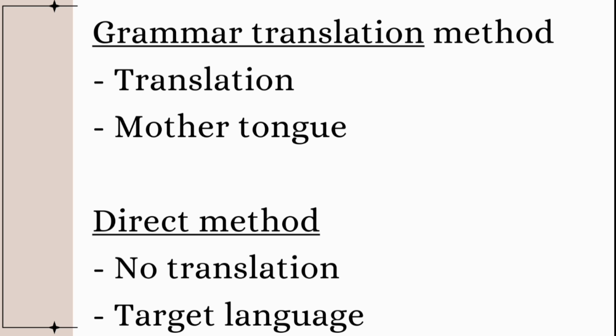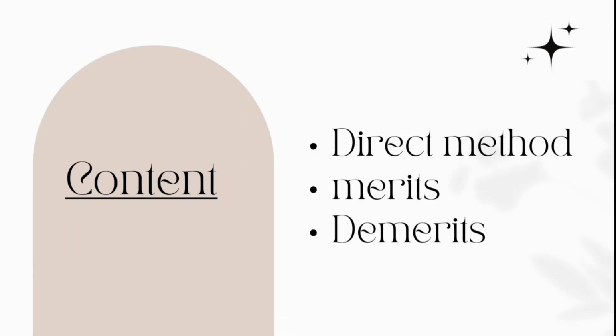If we talk about direct method, then it is totally opposite of grammar translation method. Here no translation is used to teach students. This method is more focused on speaking skill. So teachers and students both use the target language only. Through this method, students can effortlessly use the English language. So in this video, we will focus on direct method and the merits and demerits of this method. Without any delay, let's start the topic.